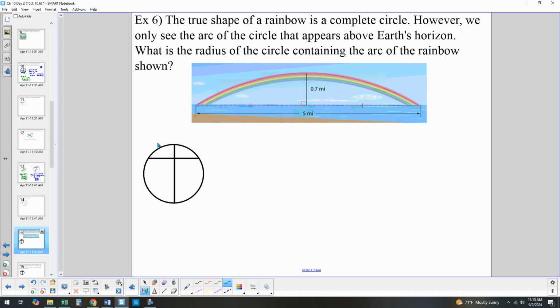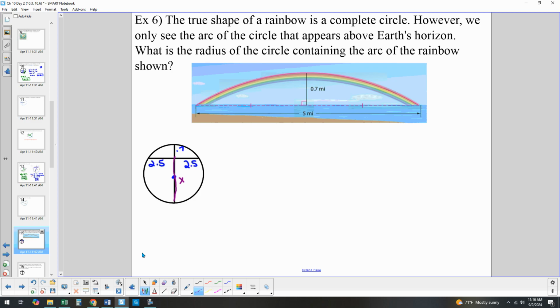So I have redrawn my picture here to show that that 0.7 up there could continue all the way through the circle to be the diameter. I'm going to put the center there to show that that was the diameter. And because this 5 miles was bisected, each of these pieces is 2.5. So while I can't find the radius or the diameter right now, I can make the rest of this segment a variable. And now this is two chords that intersect inside.